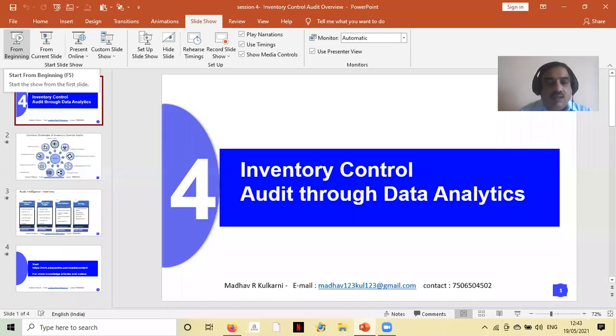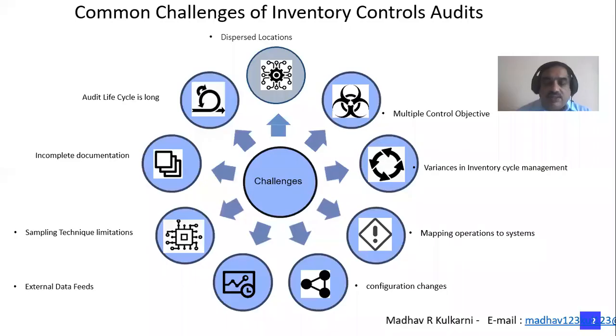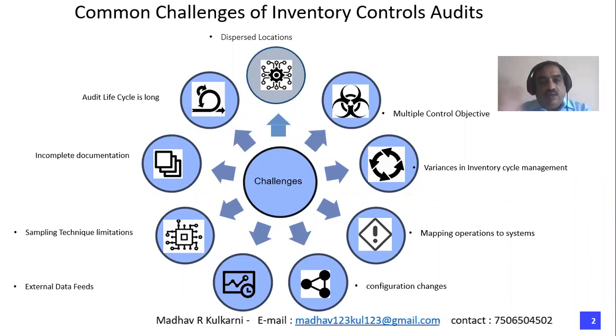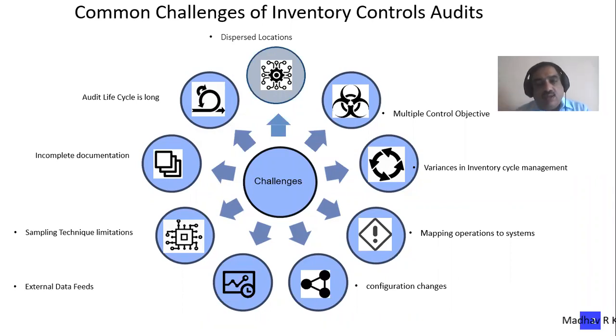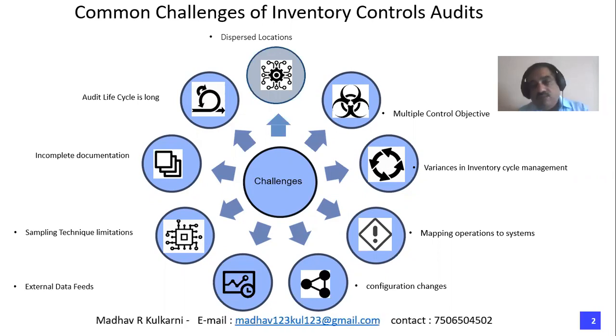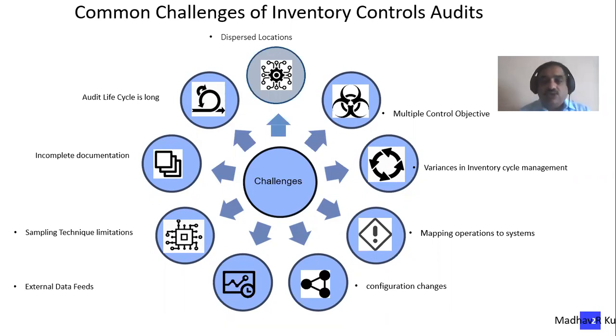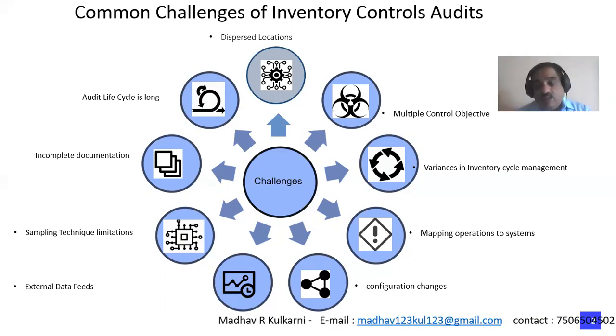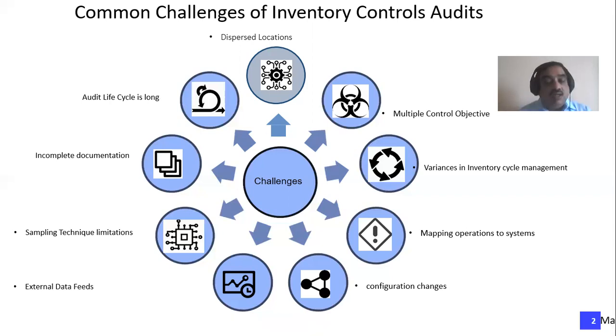There are several challenges that an auditor or the organization faces when they conduct inventory audits. First of all, their locations are dispersed. There are multiple control objectives to be satisfied. The inventory cycle management varies from process to process, from plant to plant, from product to product, and there could be variances of various natures. Initially, to understand the operations and to map it to the systems sometimes takes more time for external auditors, sometimes even for internal auditors.